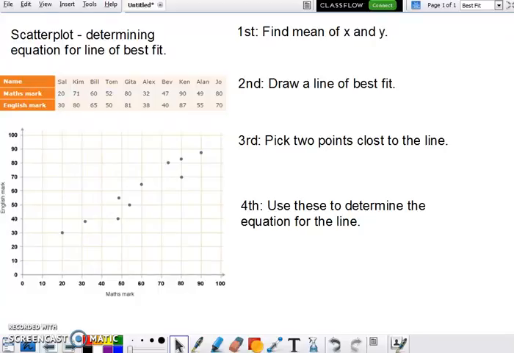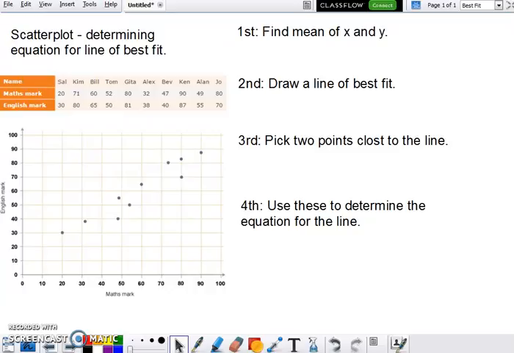Okay, scatterplot. Determining the equation for the line of best fit. We've got data, we've got a scatterplot. Today we're not going to be drawing any scatterplots, we've already got it. First off, find the mean of x and y.